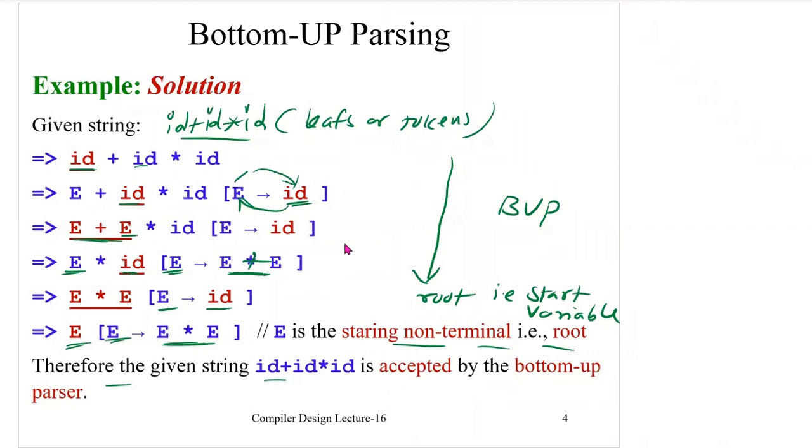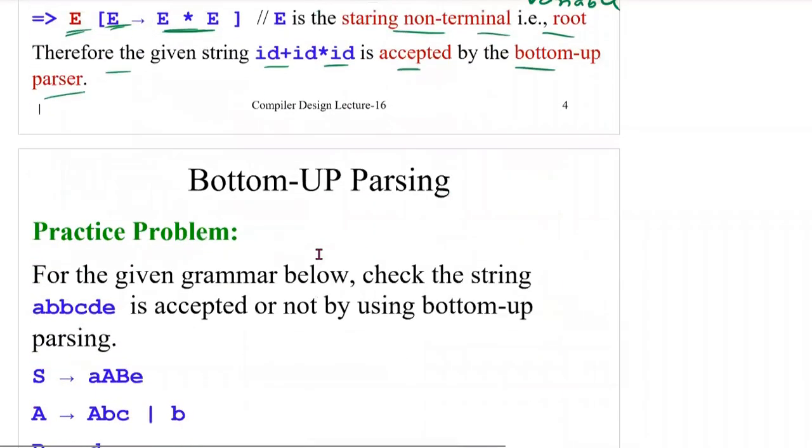Therefore, the given string id plus id into id is accepted by the bottom-up parser since we derived the starting variable, also called the root of the parse tree or derivation tree. So this is called bottom-up parsing. Construction of the parse tree from leaves to root is called bottom-up parsing. So this is the example.